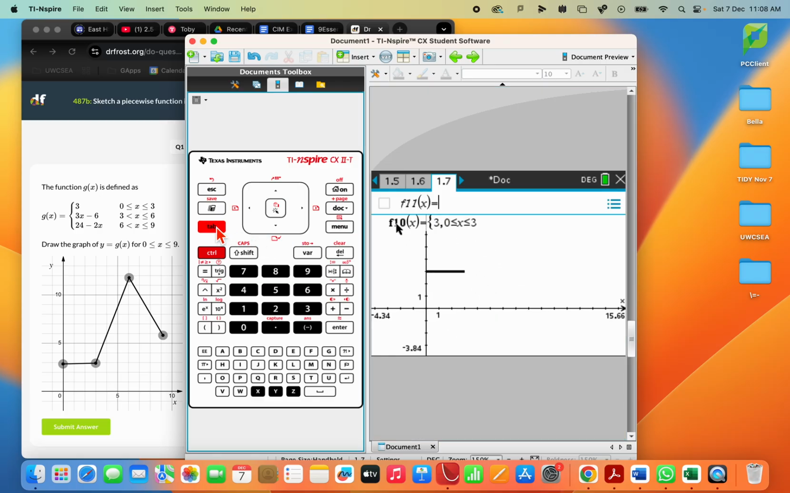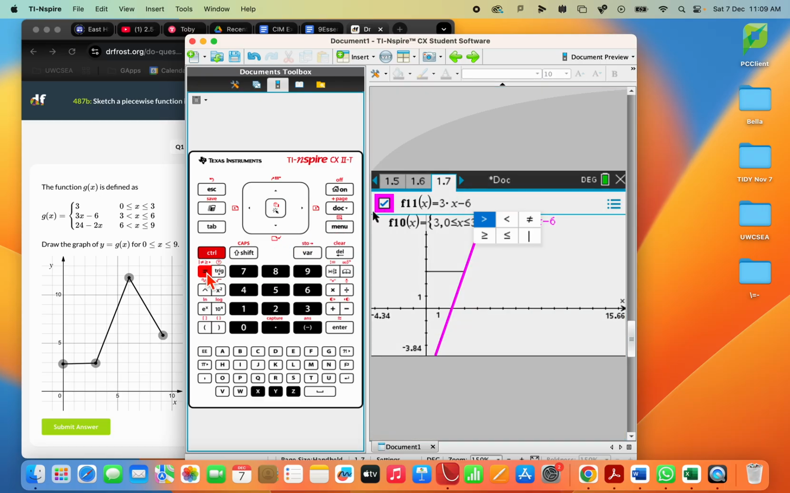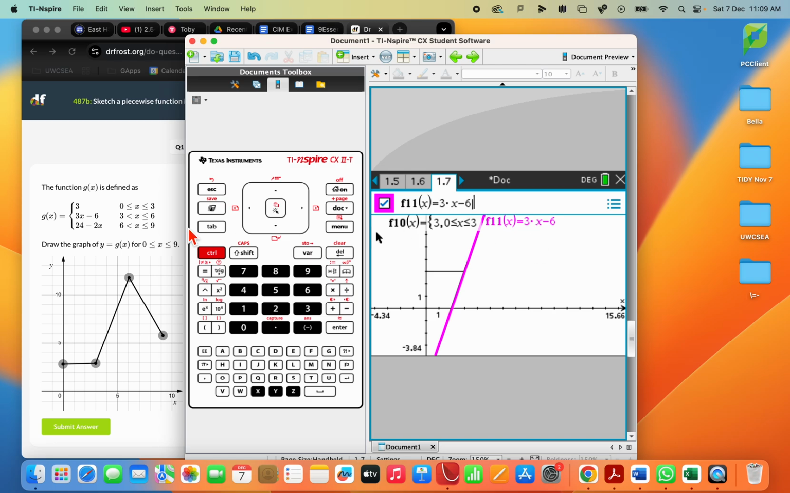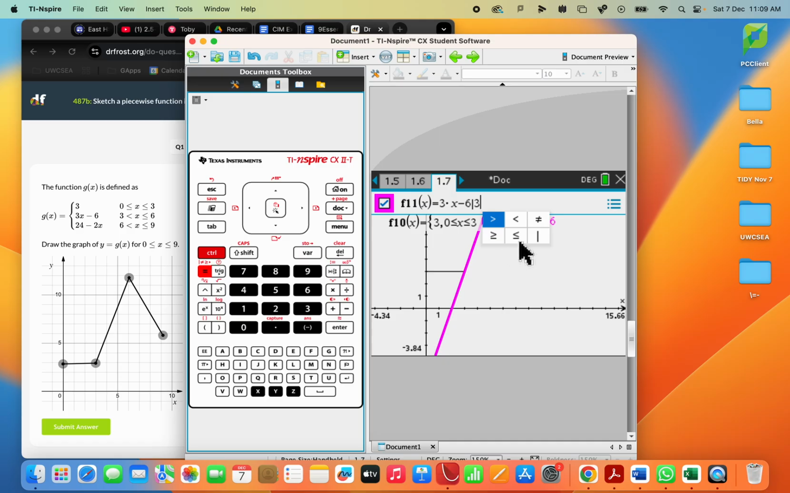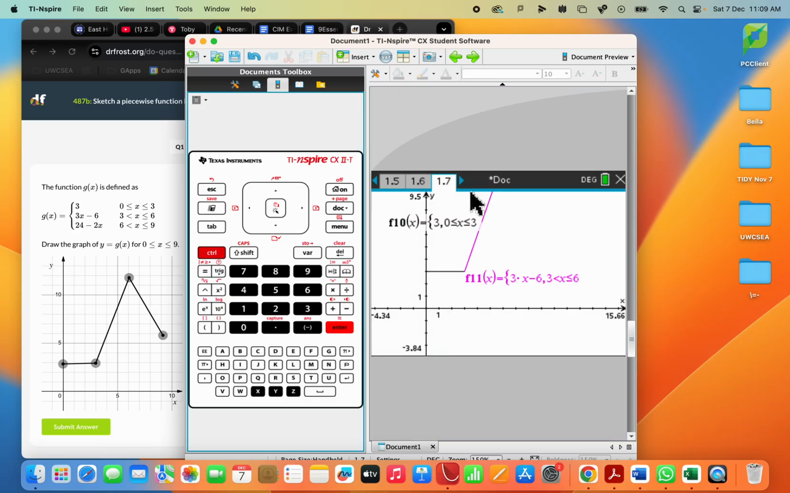And now if I hit tab, I'll open up the graph menu again, and now this is 3x minus 6. The problem is if I enter it now, can you see it? It goes over the parts that we need it to. So we have to go and double click on it. We have to restrict the domain. So remember, control equals given that, and now it's between 3 and 6. 3 control equals is less than x, control equals is less than or equal to 6.